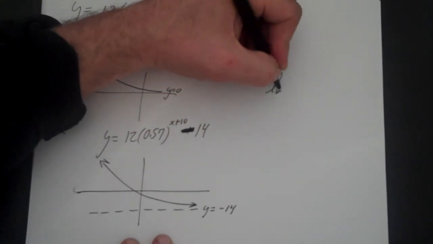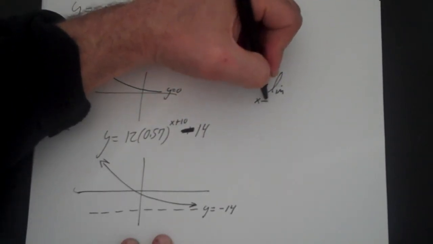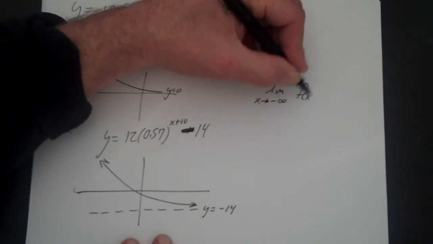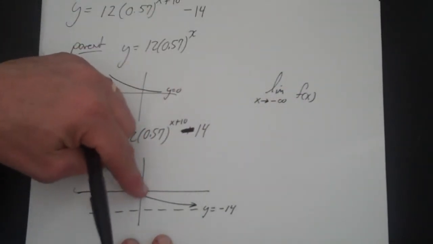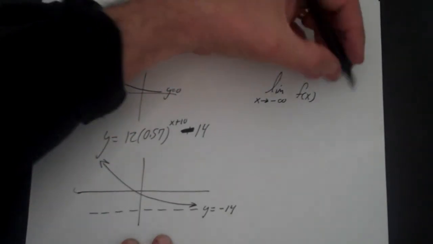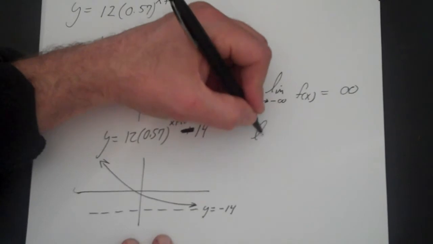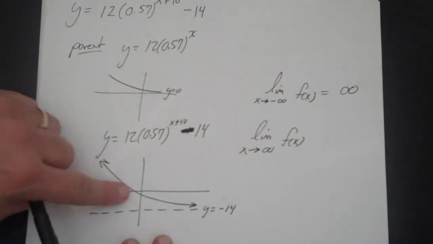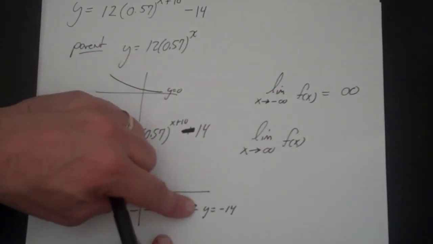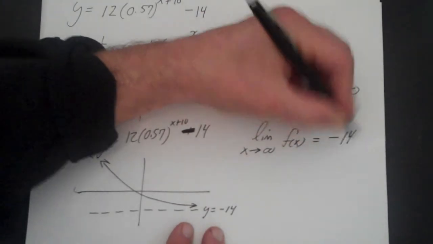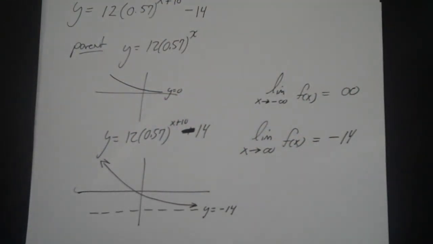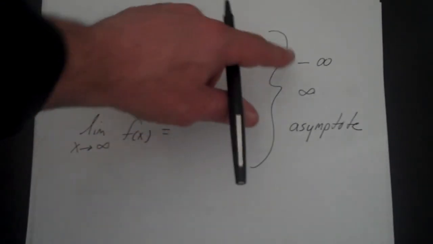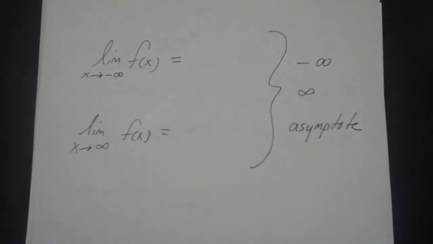So let's do the end behaviors. The limit as x goes to minus infinity of f of x: as x goes to negative infinity, y goes to positive infinity. And the limit as x goes to positive infinity of f of x: it gets closer and closer to the asymptote, so in that case it's minus 14. And that's how you do end behavior of exponential functions. And here's the key: there are only three possible answers: minus infinity, infinity, or the asymptote.